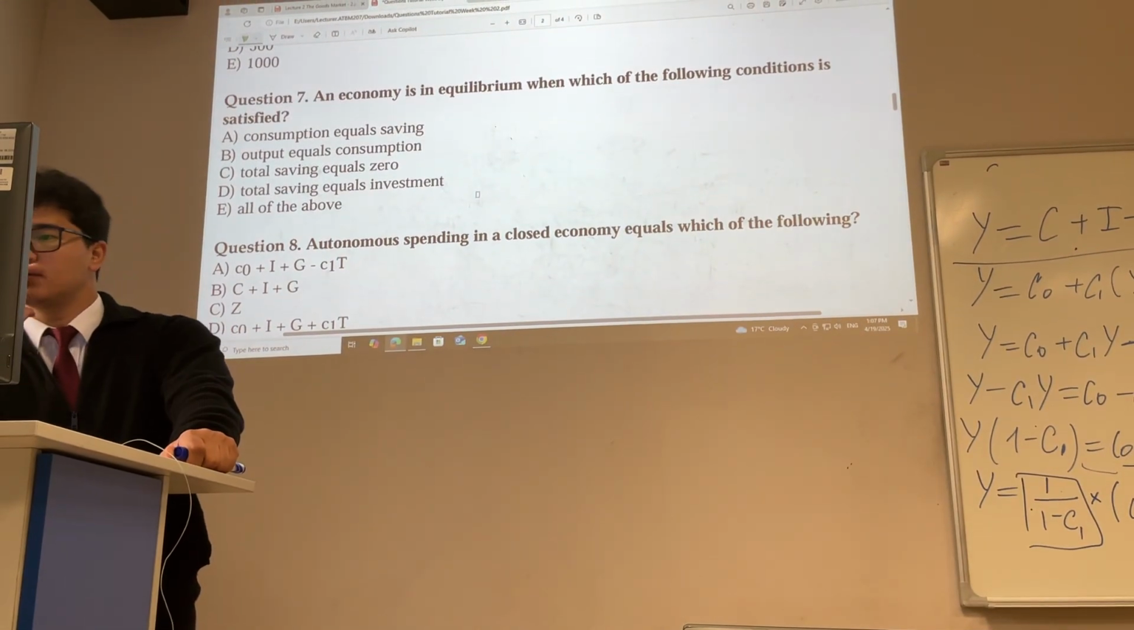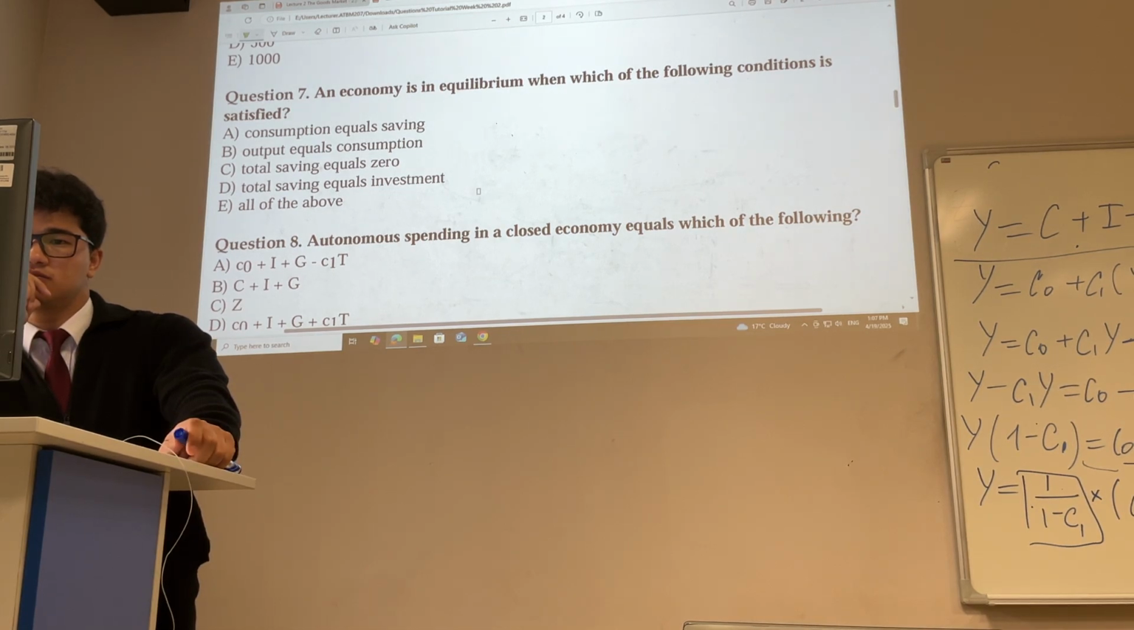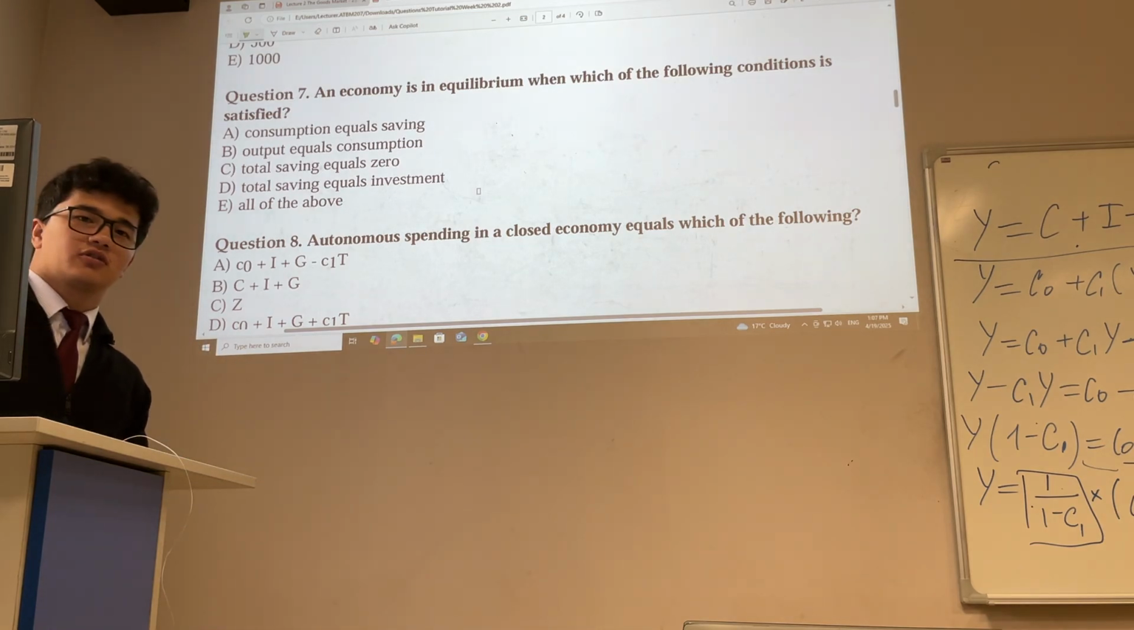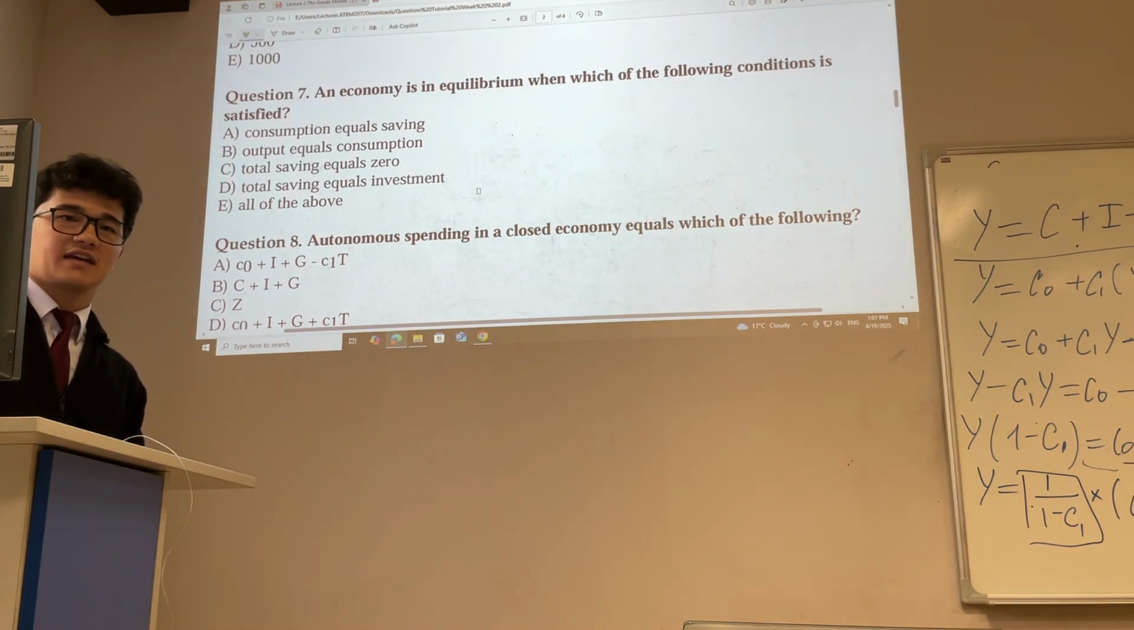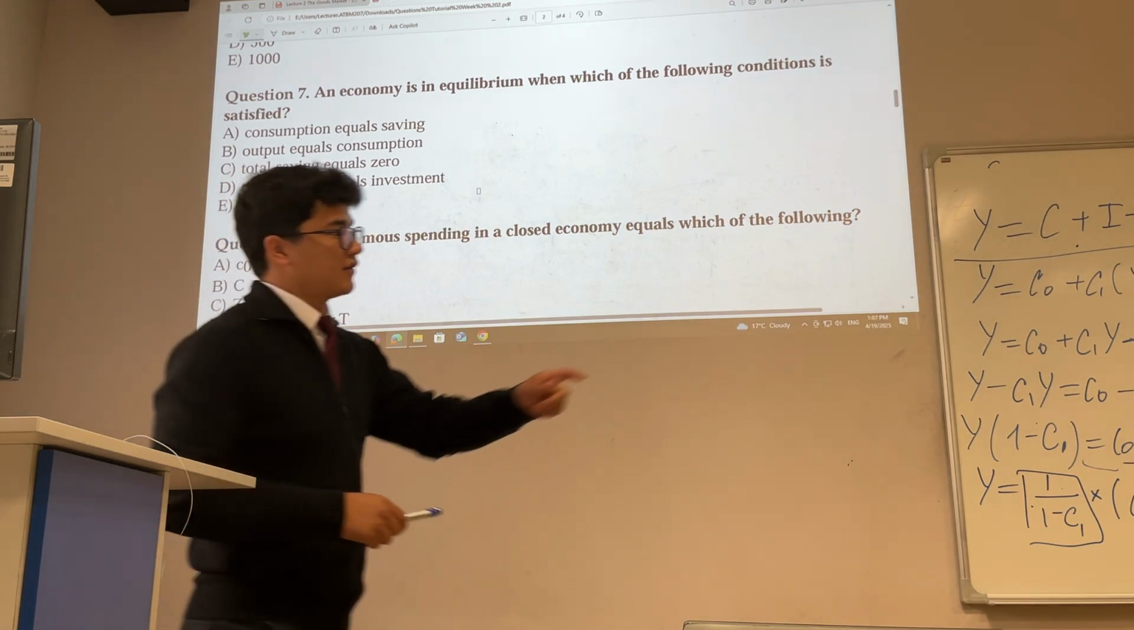The economy is in equilibrium when which of the following conditions is satisfied? At the equilibrium point, guys, we find, right? In the IS model, total savings equal investment. That's when the economy is in equilibrium. Here we derive it.